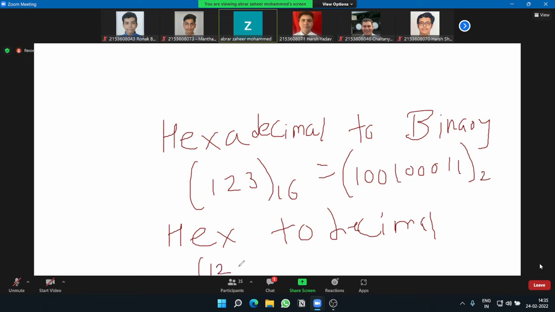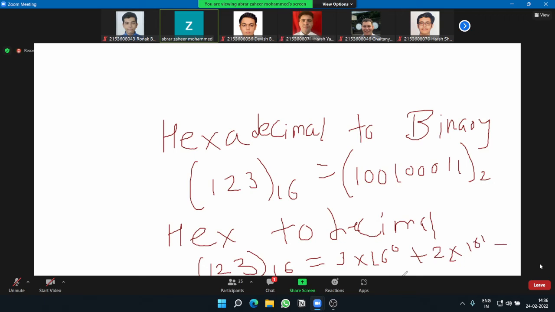Suppose 123, you have to convert to decimal. So the same thing we can use here. Here you can write 3 into 16 raised to 0, plus 2 into 16 raised to 1, plus 1 into 16 raised to 2. What is the answer for this? 3 plus 32 plus 256, that is 291. Yes, correct. 291 to the base 10.